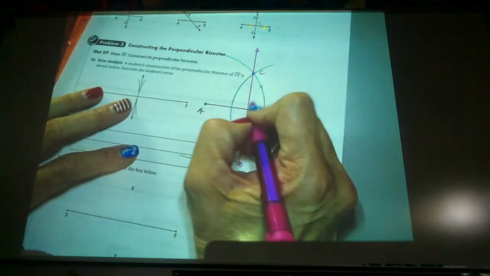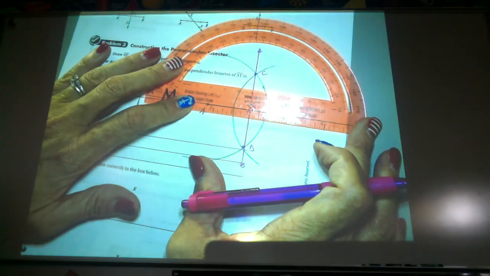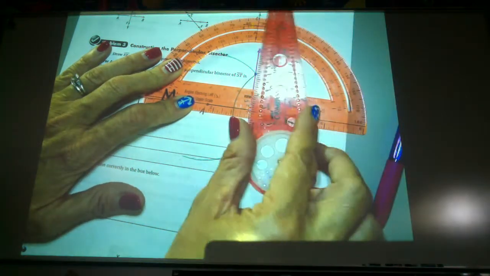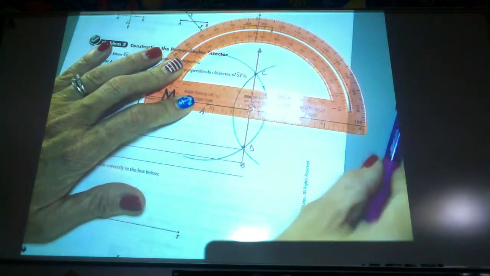And so this should be perpendicular here, so let's measure it with our protractor. See if it's 90 degrees. And sure enough, if I extend out my compass, it's right there at 90 degrees. So that was a perfect perpendicular, two perpendicular lines.